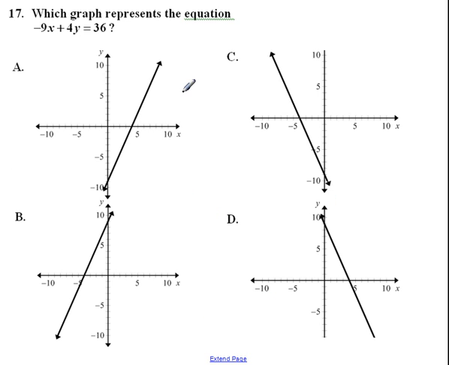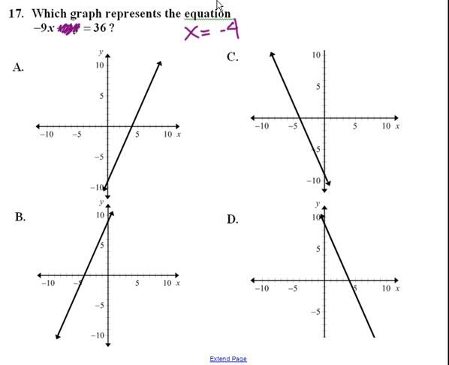Alright, number 17. Last one on this little section of video. If we want to graph this line, there's a couple different ways. You can solve for the y and make it y equals and use your intercept and your slope. I'm going to go with the easy cover-up way. What's 36 divided by a negative 9? Well, that would be negative 4.